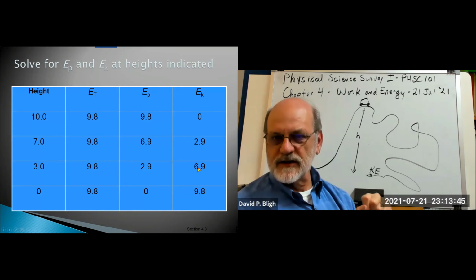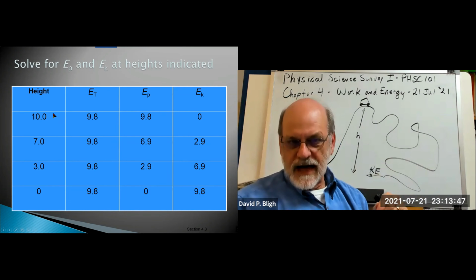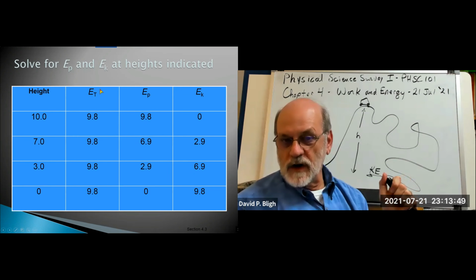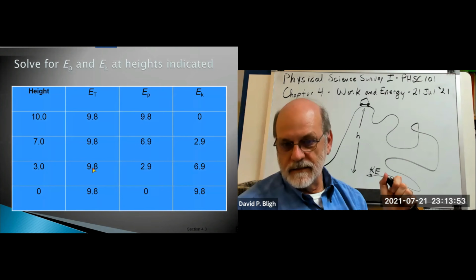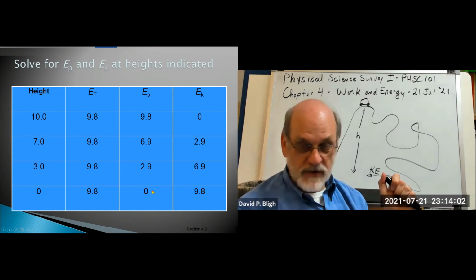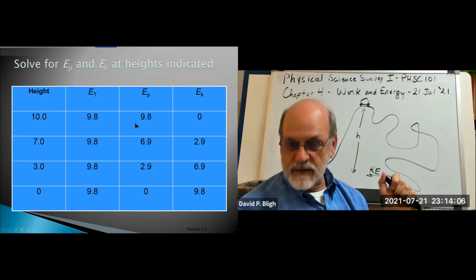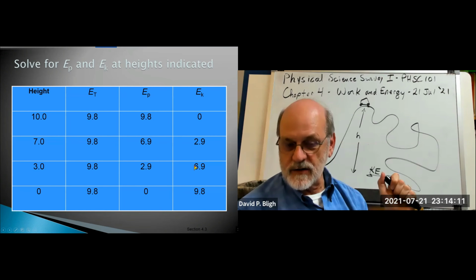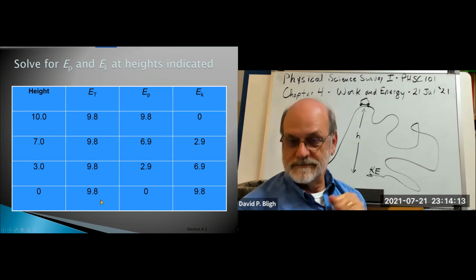Okay? And this little table illustrates that at the different heights, the total energy is always 9.8, 9.8, 9.8. That's the total. At the top, all of it is potential energy and none is kinetic energy. At the bottom, there's no potential energy left and it's all kinetic energy. But at every stage in here, the summation of the potential plus the kinetic energy is equal to the total.